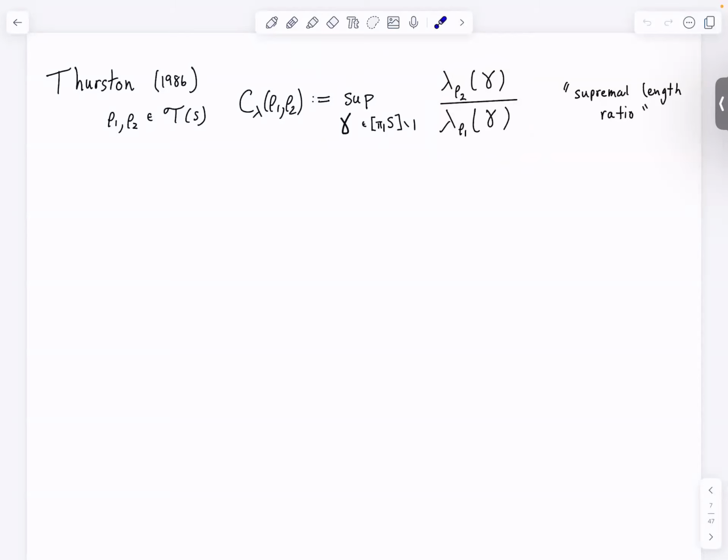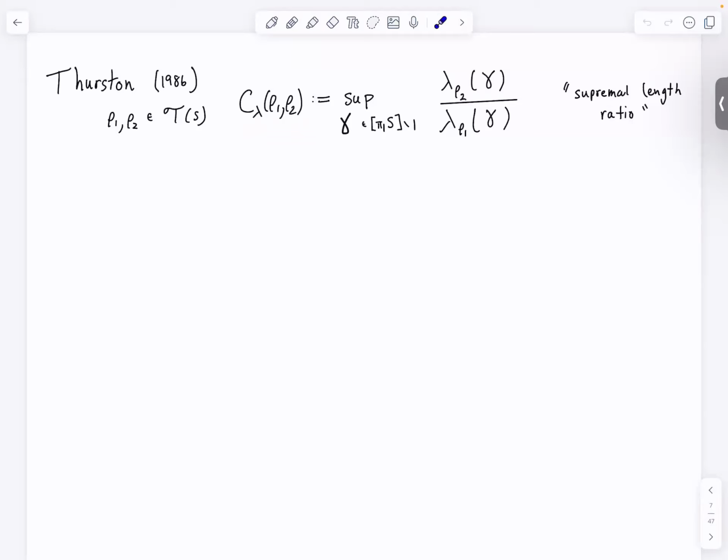Okay. This supremum is going to be called C lambda of rho 1 comma rho 2 throughout the talk. So I'm going to use this notation again and again. Just remember, C lambda is the supremum of length ratios for rho 1 and rho 2. Okay, clear? Does that seem like a natural way to compare two hyperbolic metrics?